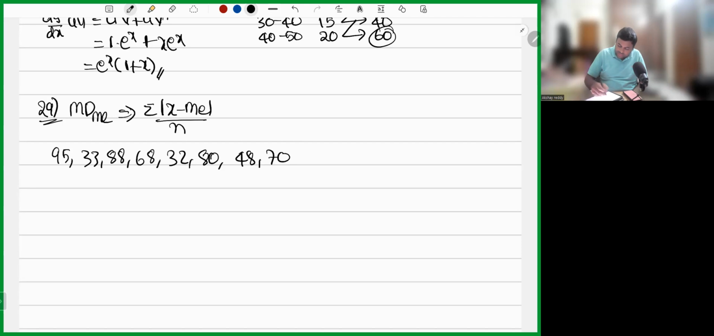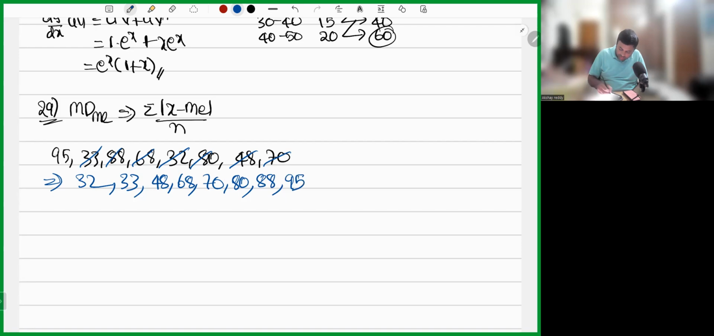First, let's do one thing. Let's calculate median. How will you calculate? First, you will arrange the data in ascending order. What is the ascending order? 32, 33, 48, 68, 70, 80, 88, 95. So first I have arranged the data in ascending order.